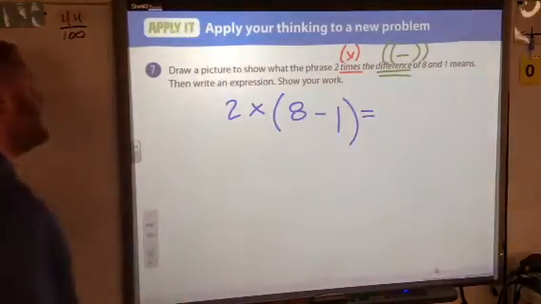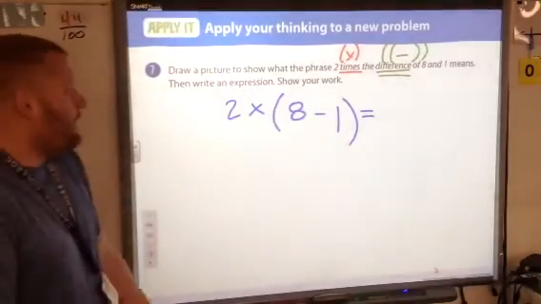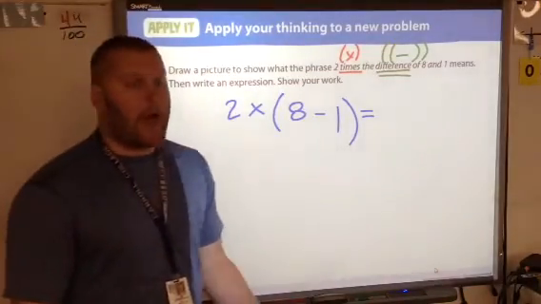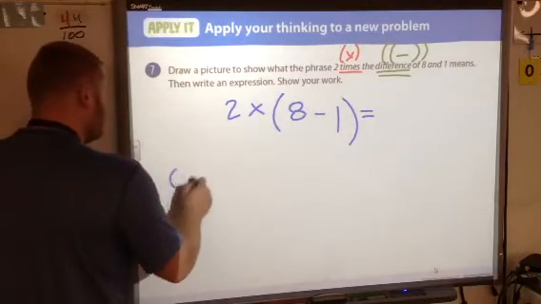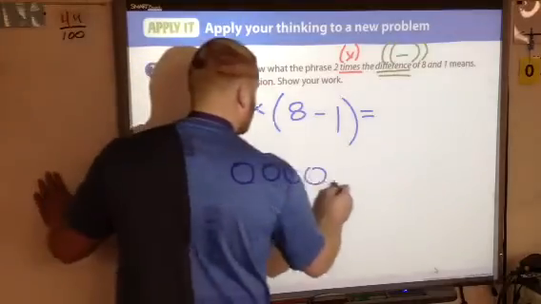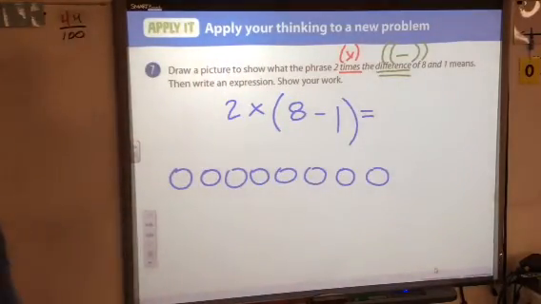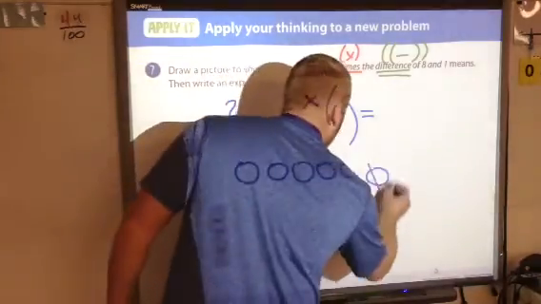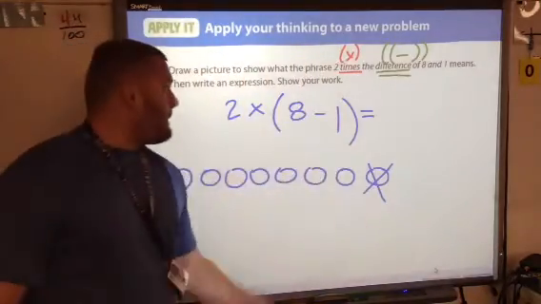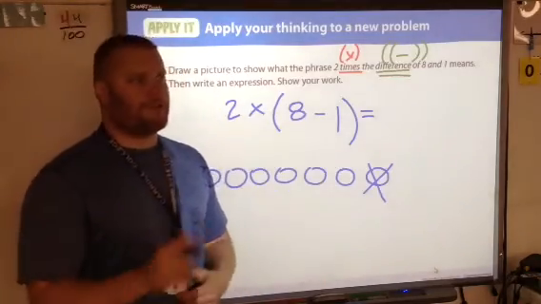Now, it asks me to draw a picture to depict that. Well, I know that I have to have 8 minus 1. So let's just draw 8 circles, 7 and 8. And how could I indicate taking one away? Well, let's just X one off. That indicates 8 minus 1, and that's what I would perform first.